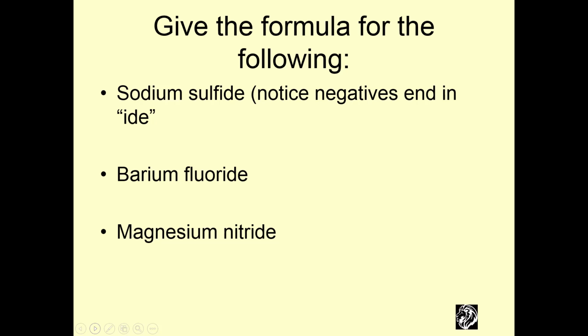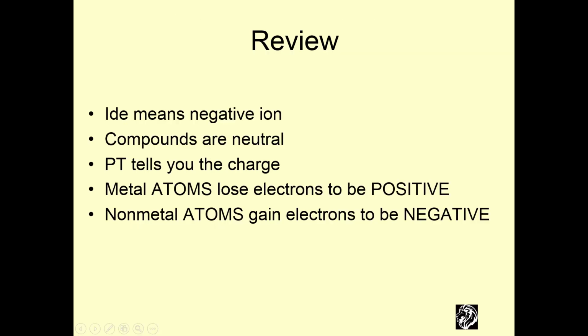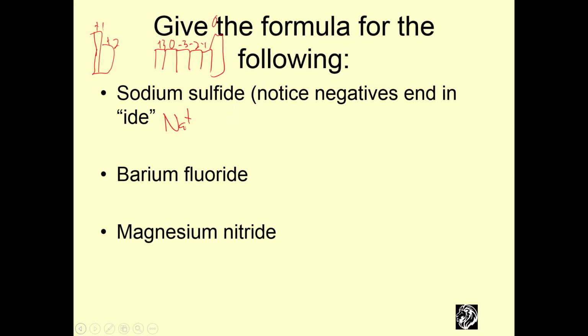Give the formula for the following. So if I have sodium sulfide, notice the negatives end in ide. So I'm going to look at my periodic table. Here's my periodic table: plus 1, plus 2, plus 3, 0, minus 3, minus 2, minus 1, 0. You should have this in your notes where you can look at it. If not, you didn't write it down like I told you to. Sodium is right here, so it's Na plus 1. Sulfide is right here, so it's S minus 2.